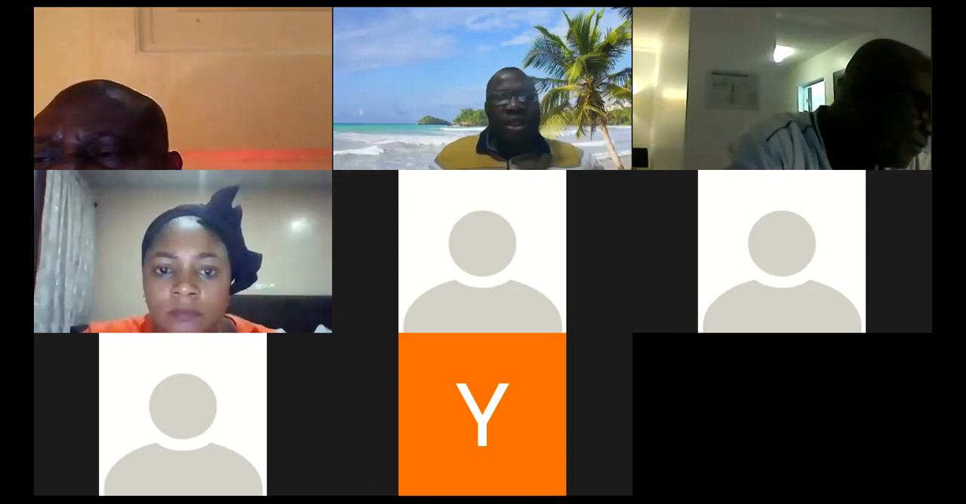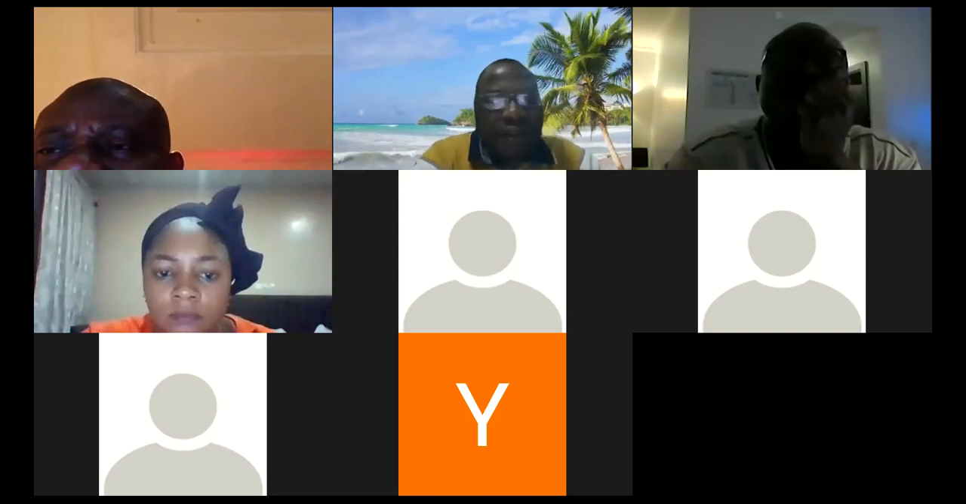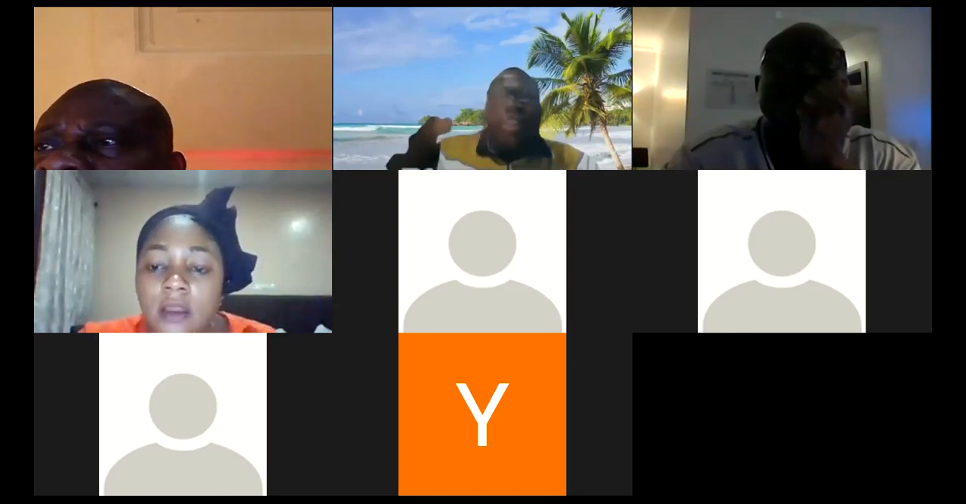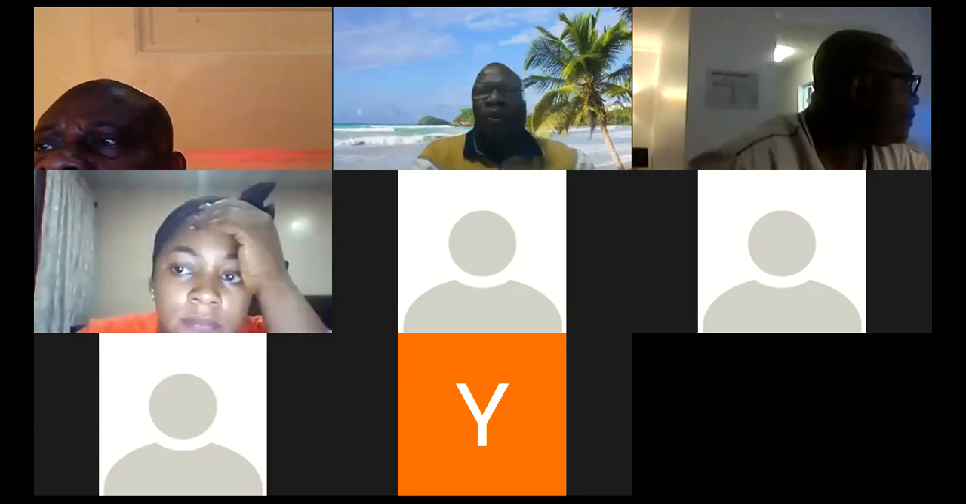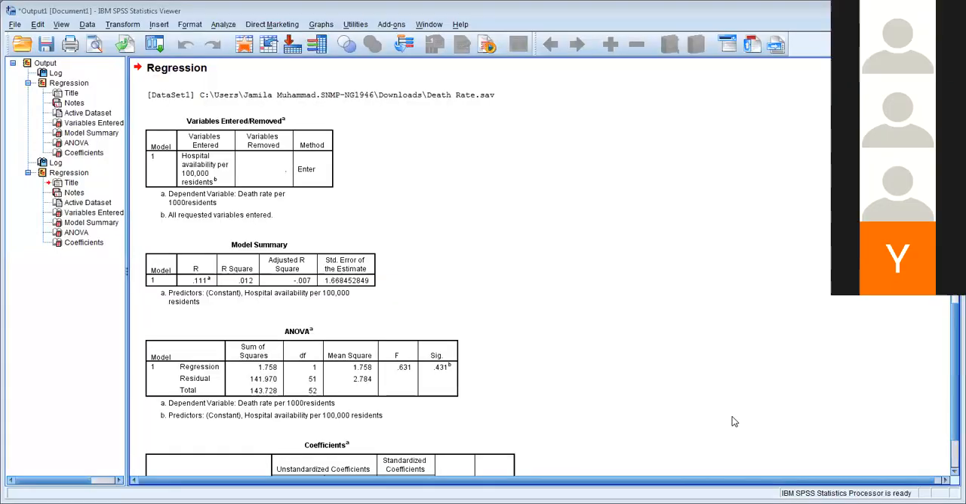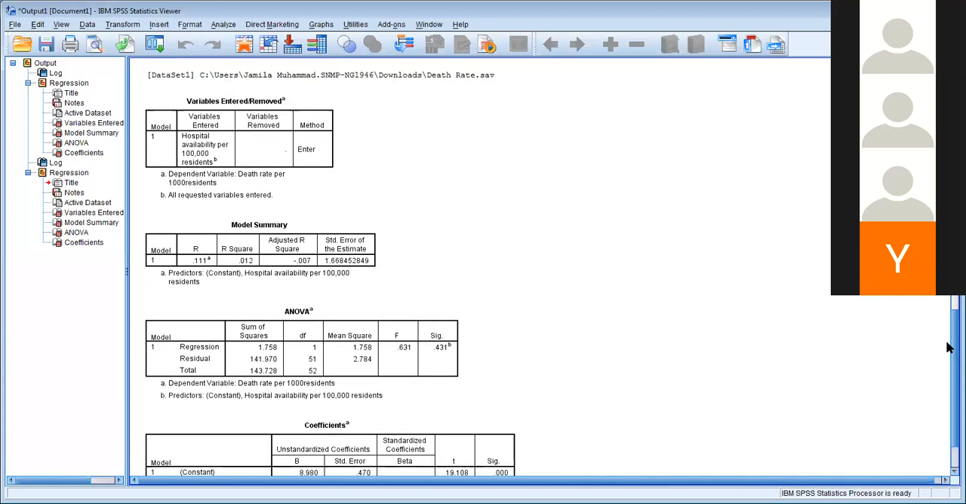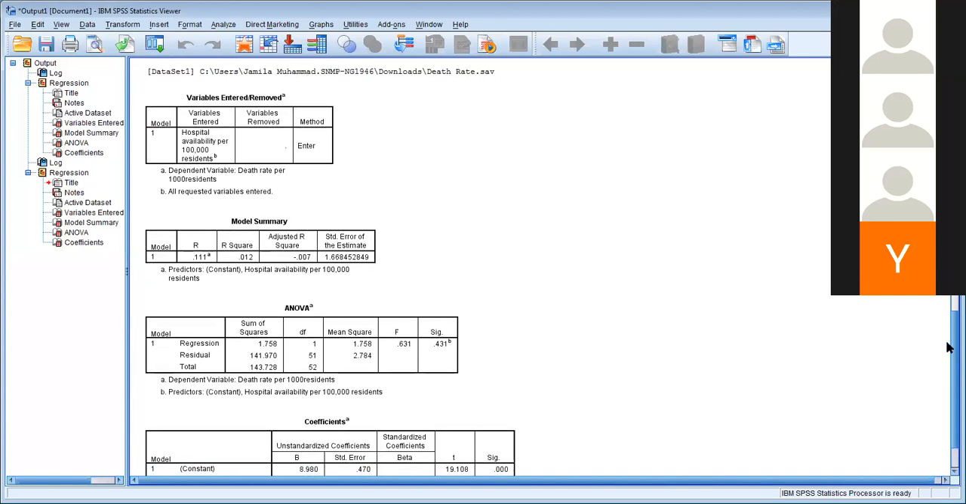So the thing came up by itself. You don't need to unshare because he's showing it now. You access the analysis through the result view. So hospital availability is 1.2, this one is worse.